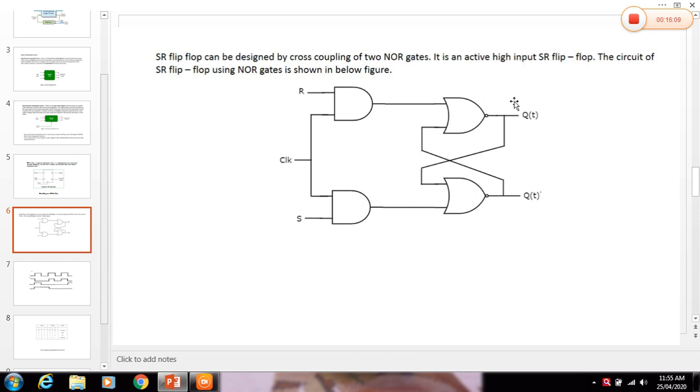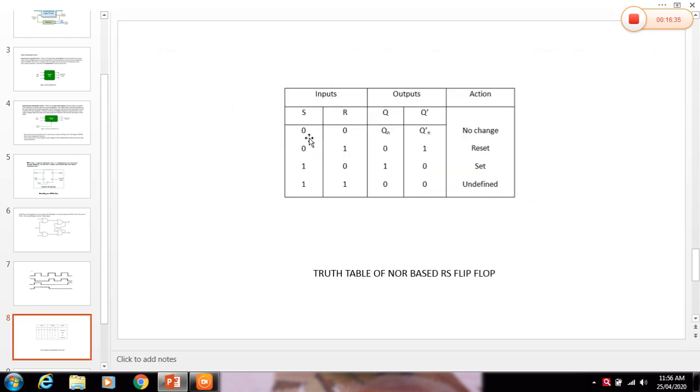Okay? If the circuit was at 0 state, suppose 0 was stored here, while giving R is 0 and S is 0, the circuit will not change its state, and here we'll get the next output as 0. So we have seen that when S is 0 and R is 0, there is no change in the circuit's state. The circuit state remained unchanged. So S is 0, R is 0, the output Q and Q complement show no change in the state.